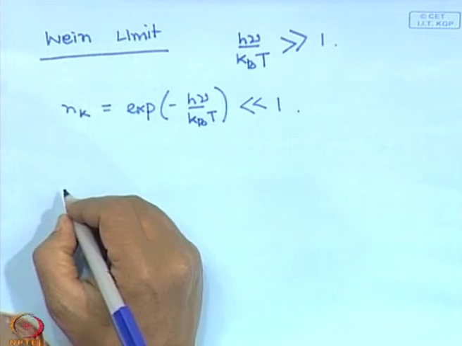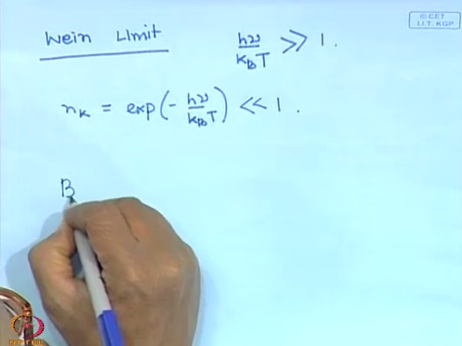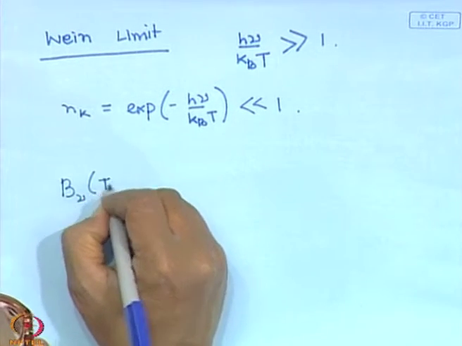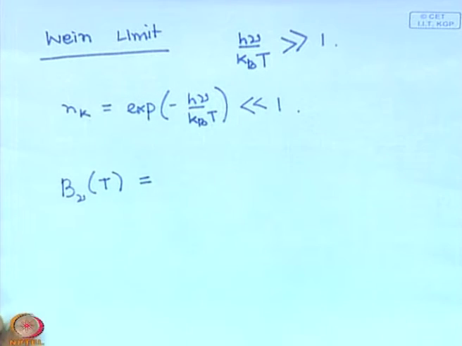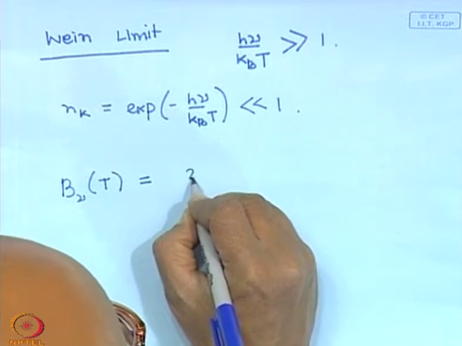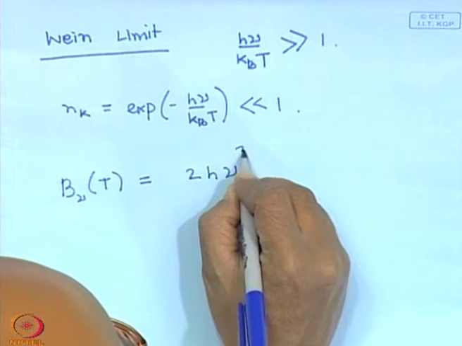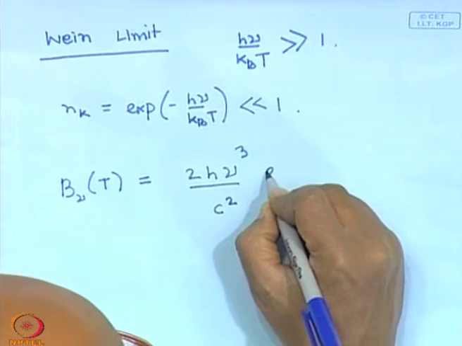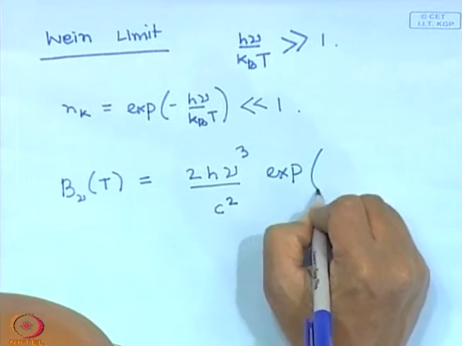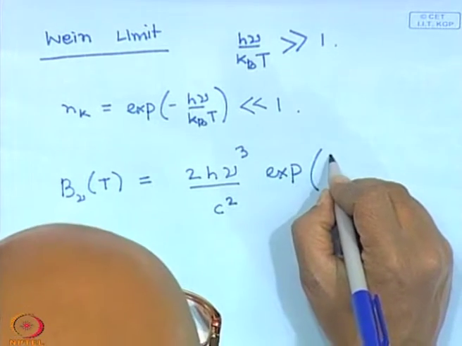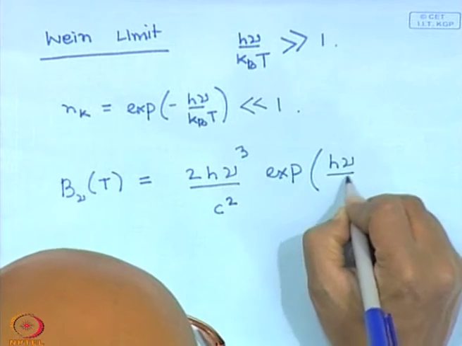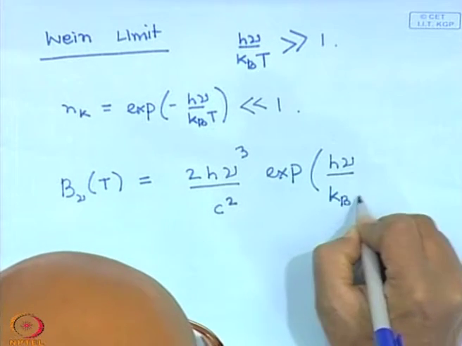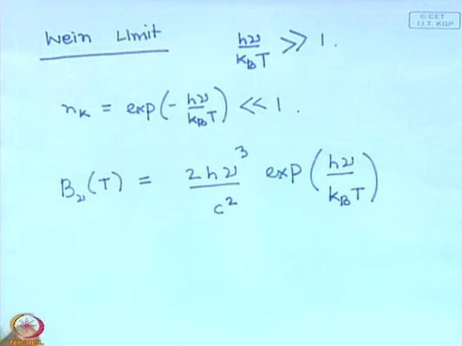In this regime the Planck spectrum now becomes 2h nu cube by c square, exponential h nu by kB T minus.